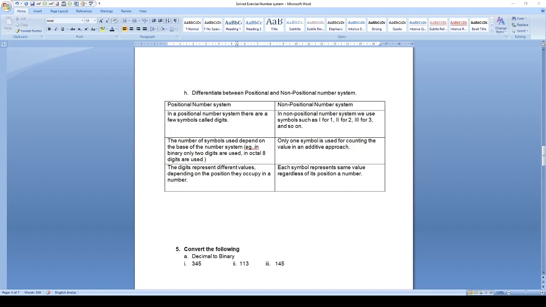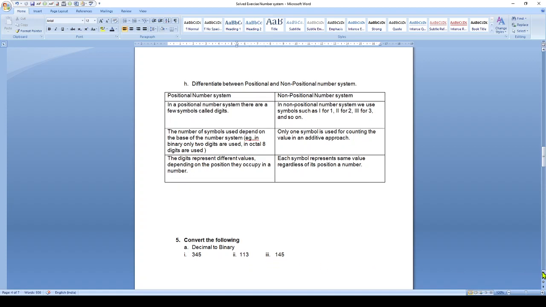Next one. Convert the following decimal numbers to binary numbers. You already know how to convert a decimal number to a binary number. See, the numbers are given: 345, 113, 145.